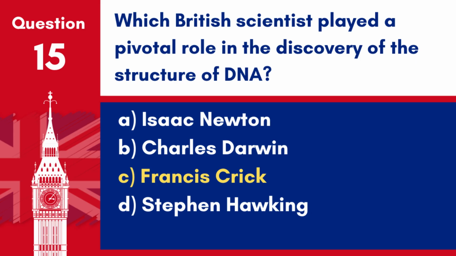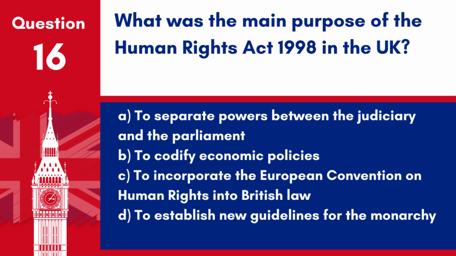Answer: C. Francis Crick. Francis Crick, along with James Watson and Rosalind Franklin, played a pivotal role in discovering the double helix structure of DNA, a fundamental breakthrough in biology. Question 16. What was the main purpose of the Human Rights Act 1998 in the UK? A. To separate powers between the judiciary and the Parliament. B. To codify economic policies. C. To incorporate the European Convention on Human Rights into British law. D. To establish new guidelines for the monarchy.